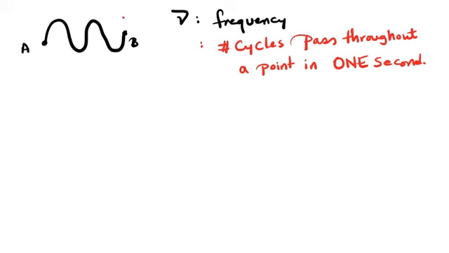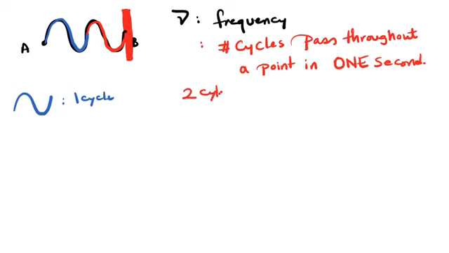Assume that we have this point here, and I'm going to measure time, 1 second, and see how many cycles pass through this point. When we say cycle, we are going to talk about it like this. We assume that this wave is one cycle. So I'm going to count it here. This is one cycle, and for example, this is 2 cycles. So we may say the frequency for this one is 2 cycles per second.